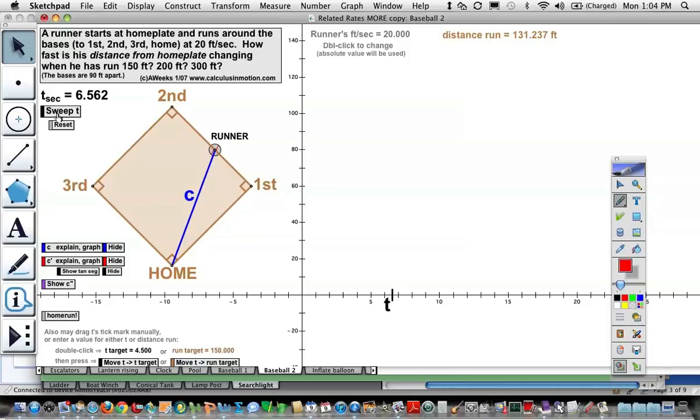Now, would it be positive or negative? C is still increasing, right? So it'd be a positive, but is it faster or slower than 20? Slower than 20, isn't it?